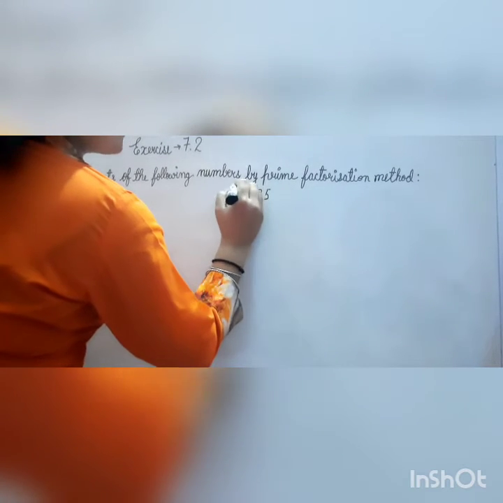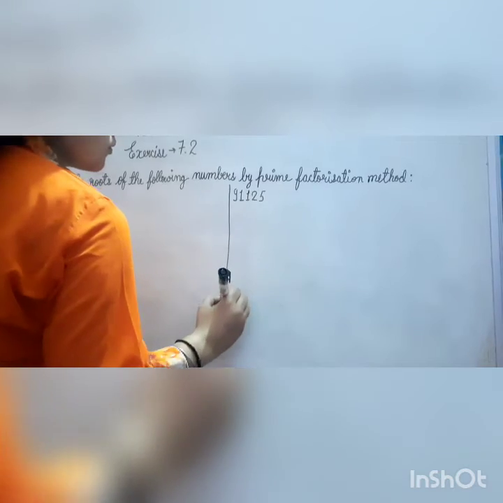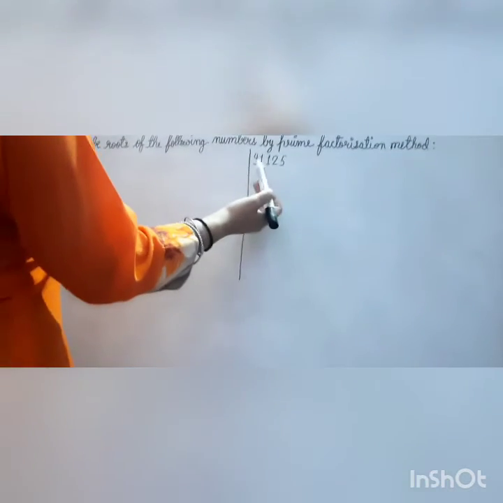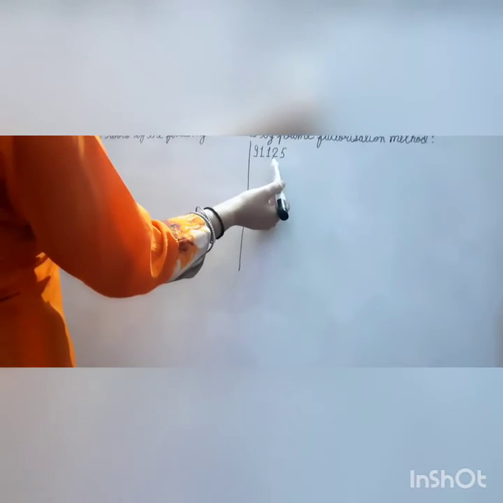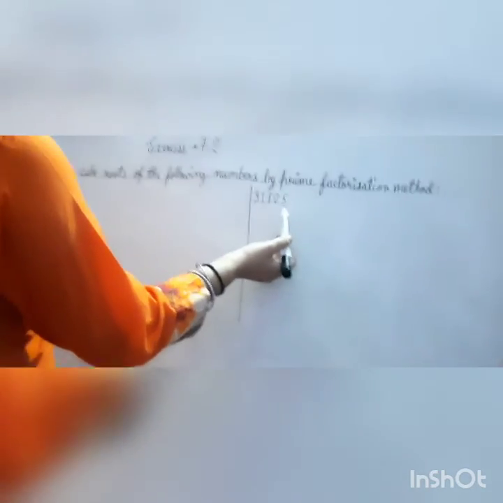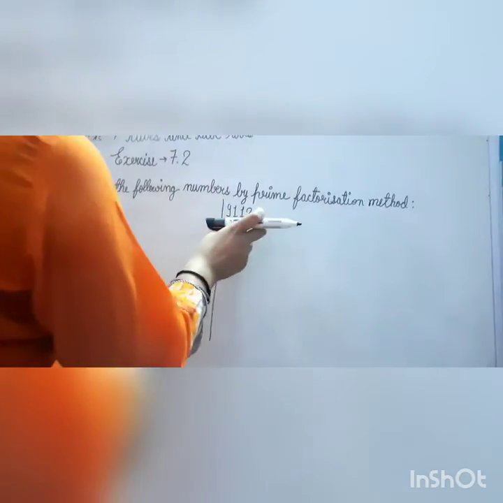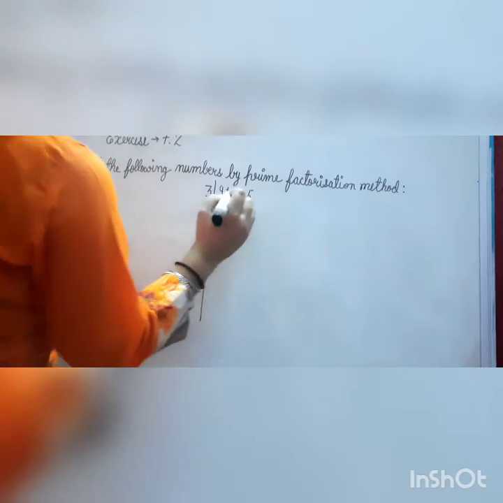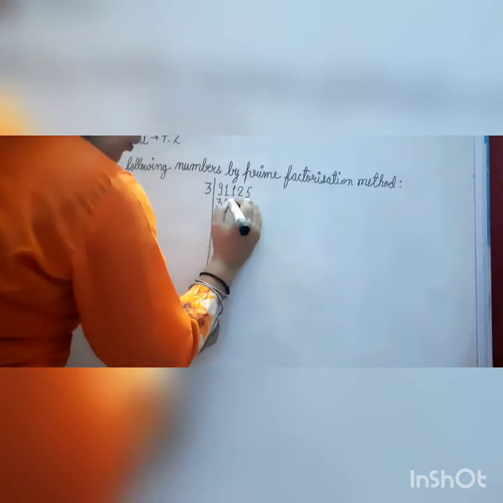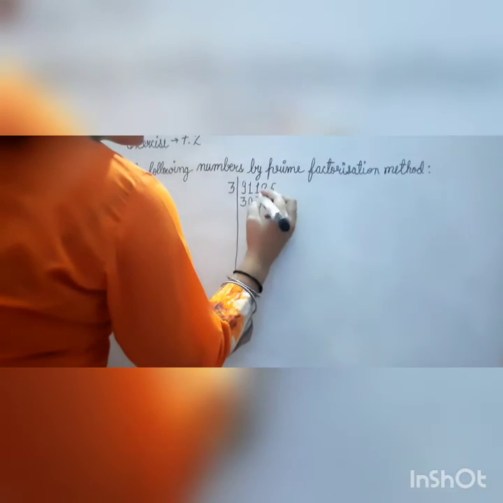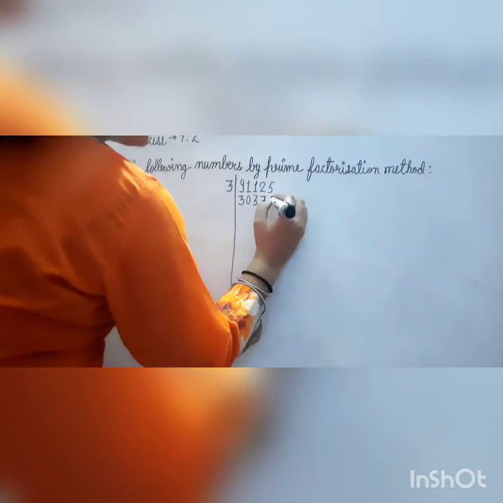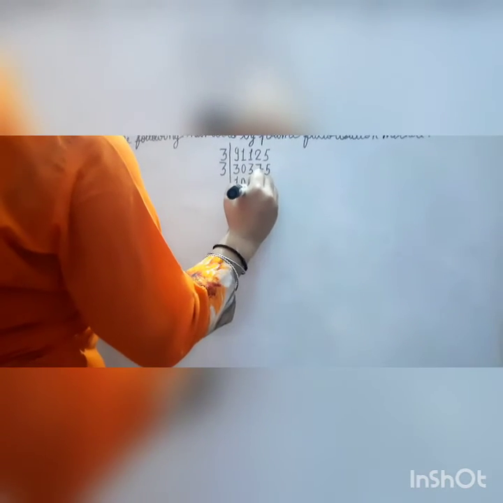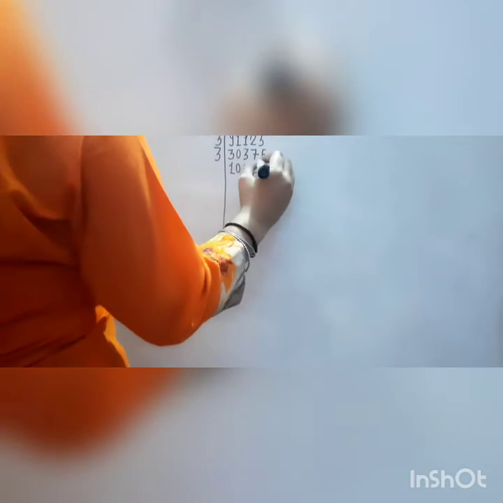91,125. Okay class? You can see that it is an odd number. 9 plus 1 is 10, 10 plus 1 is 11, 11 plus 2 is 13, 13 plus 5 is 18. You can see that this number can be divided by 3. 3 3s are 9, 0, 3 3s are 9, 3 7s are 21, 3 5s are 15. Again 3, 3 1s are 3, 0, 3 1s are 3, 3 2s are 6, 3 5s are 15.